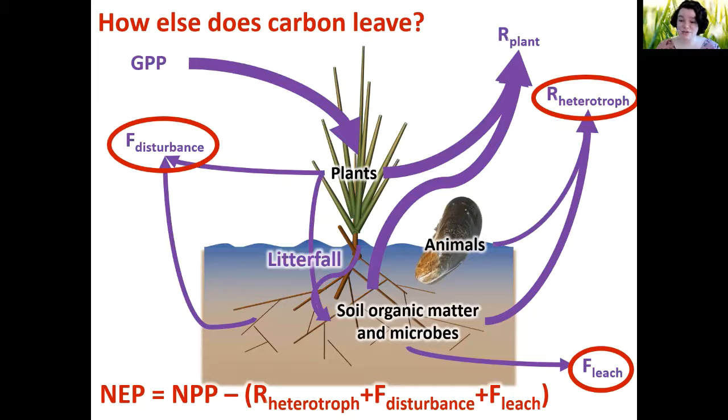NEP takes into account all of the ways that organic carbon can be lost from the ecosystem, in addition to plant respiration. If NEP is positive, it tells you that the ecosystem is accumulating organic carbon over time. If it is negative, it tells you that the ecosystem is losing organic carbon over time.